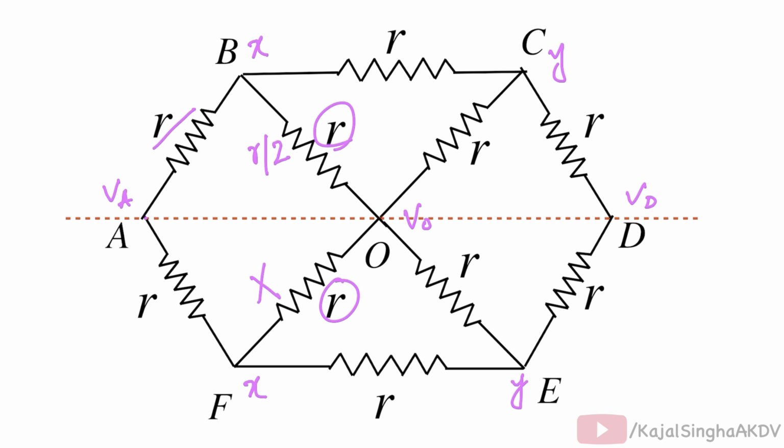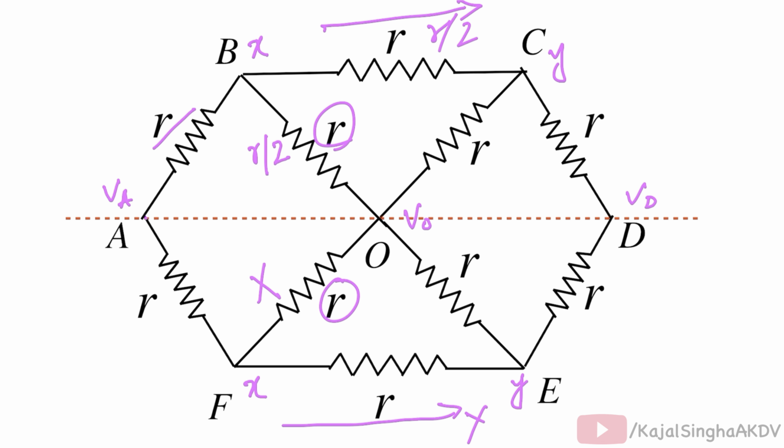This is also true for these two resistors which are connected between FE and BC. We can ignore the resistor between FE and make the resistor between BC as R by 2. And applying the same process, all the resistors in the upper half will be of value R by 2 and all the resistors in the lower half can be neglected.